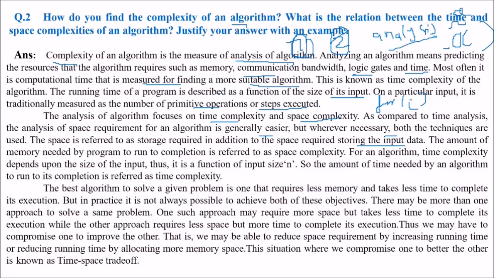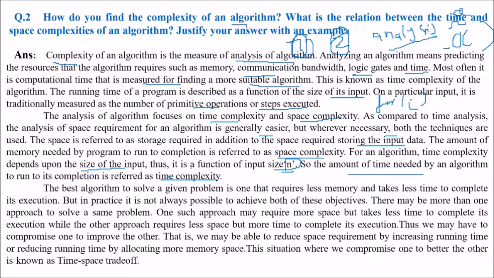The amount of memory needed by a program to run to completion is referred to as the space complexity. For an algorithm, time complexity depends on the size of the inputs. As we said, it is the order of growth with the number of input elements. So it is a function of input size n, the number of data elements. The amount of time needed by an algorithm to run to its completion is referred to as time complexity.